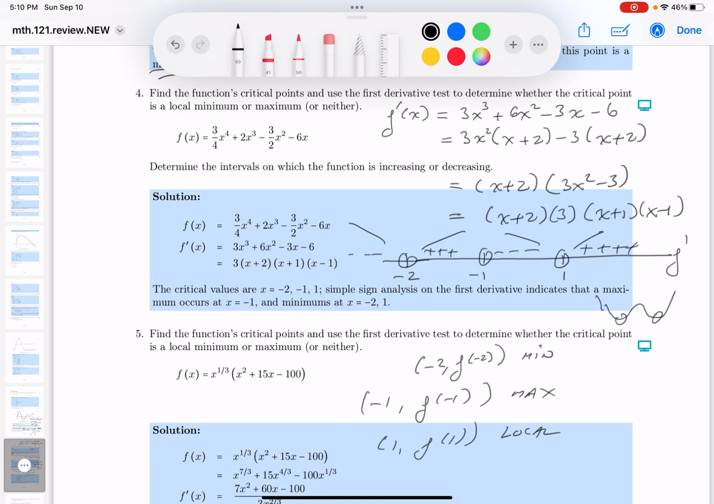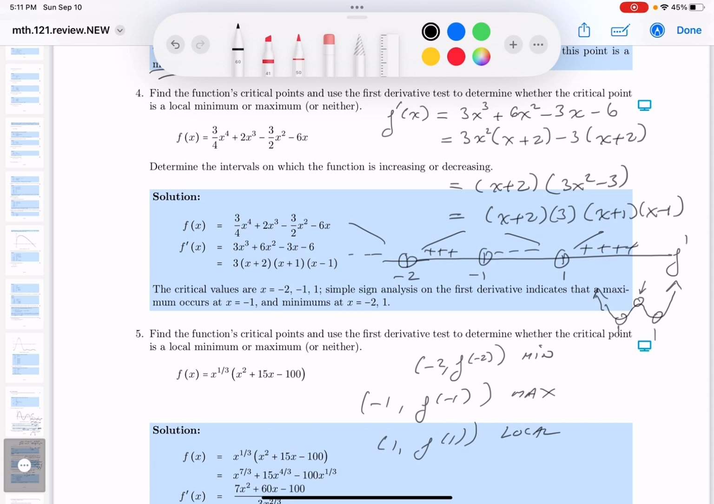Now, what do I know about this over here? This is clearly a local max. These over here, you can compute the numbers and determine which one's the global one. And I'm just not going to compute it because they really asked for that, right? So find the function's critical values, we did that. Use the first derivative test, we did do that. Determine the critical point is local max or min, and we did that.